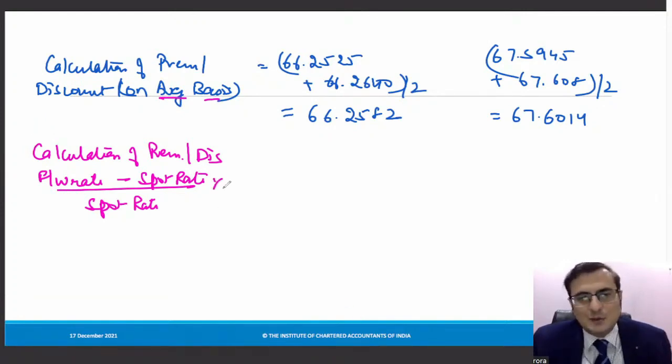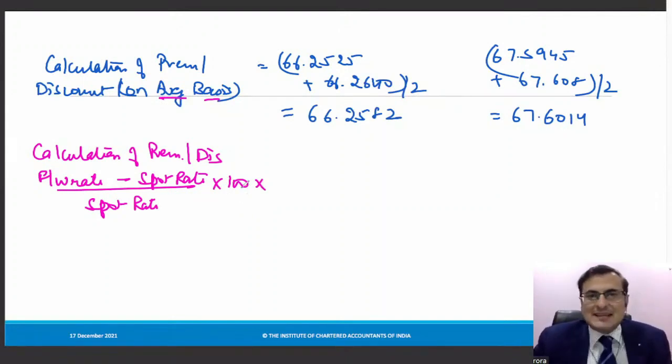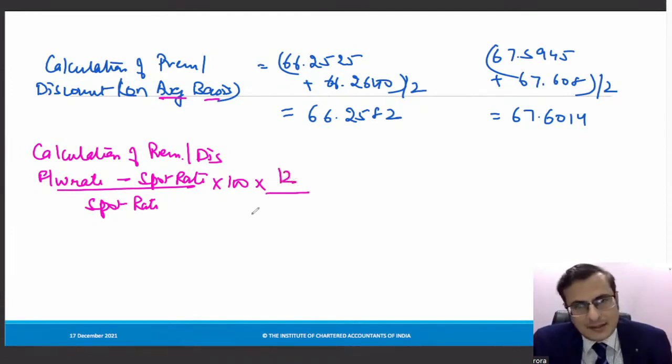If you want to make some new one, you can make and share with me, so I can share with your upcoming generations. So this rate is for the forward period. You have to do it for annually. That is 12 divided by the forward period.